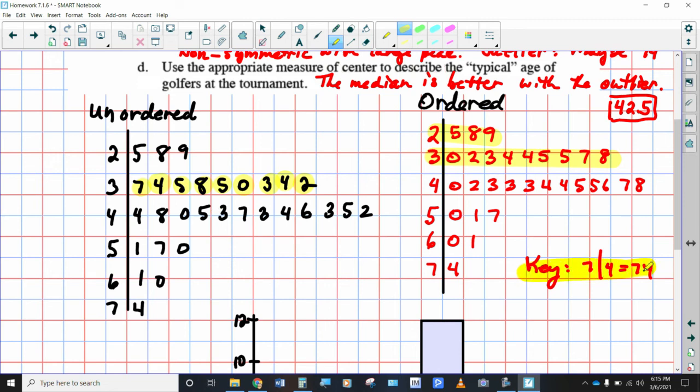Don't forget, we want the key here. So these ages are 2-digit numbers where the first digit is in the tens place and the second digit, the leaves, are in the ones place. That's what this key tells us, that 7 line 4 means a person who is 74 years old.